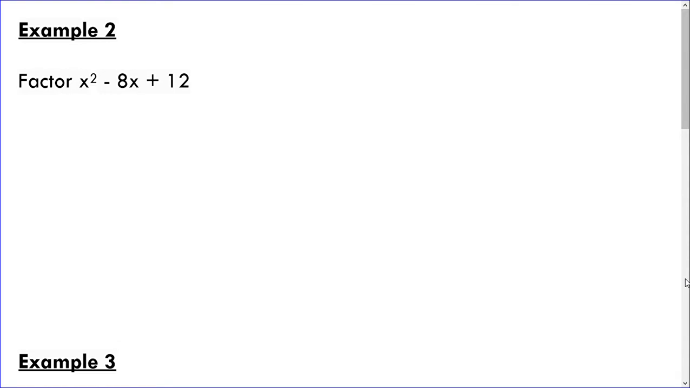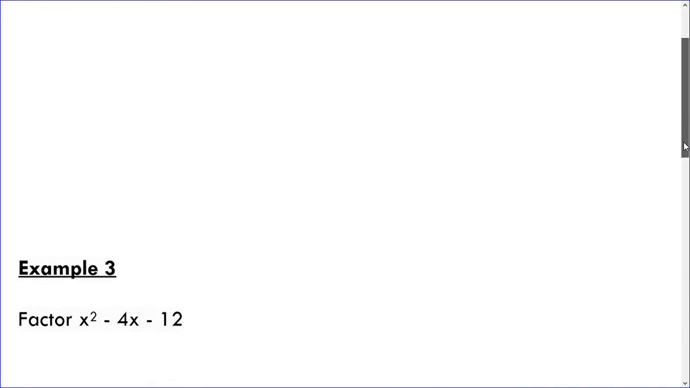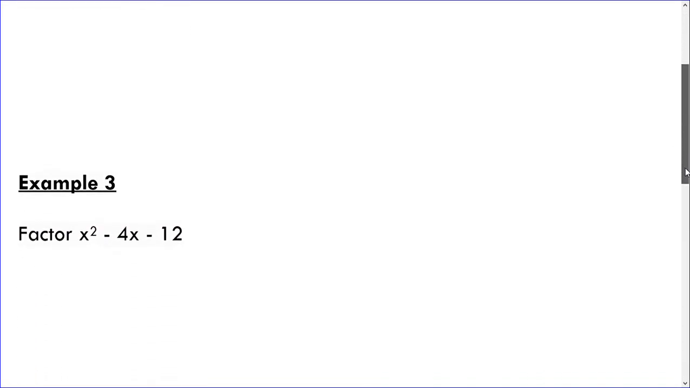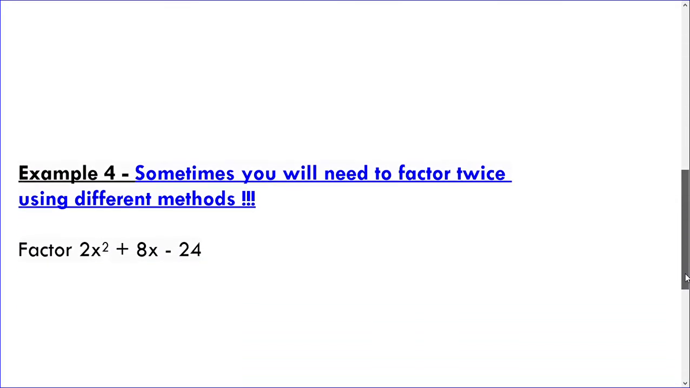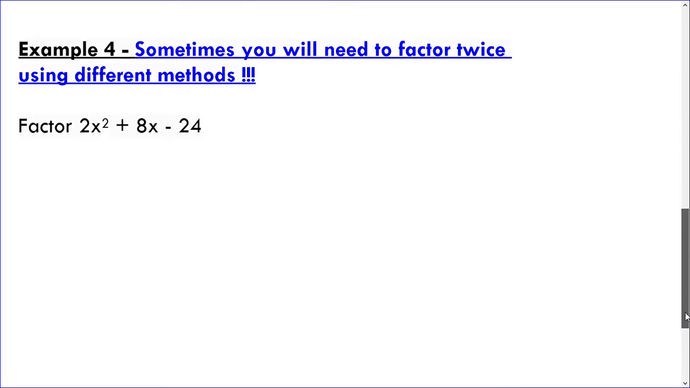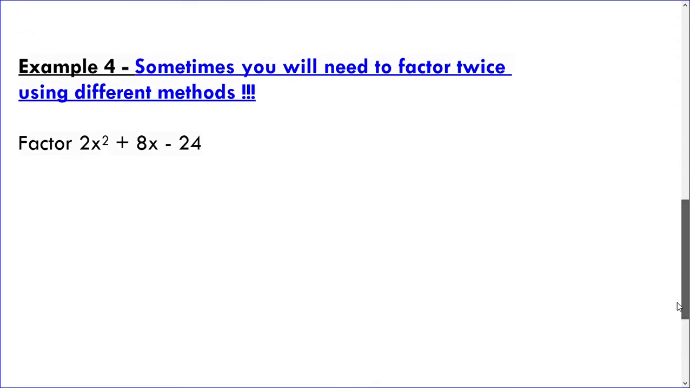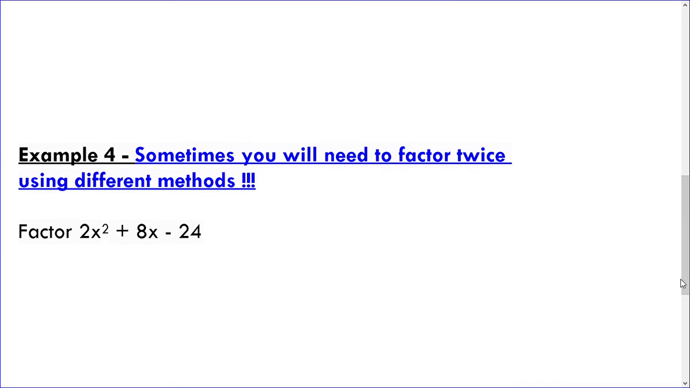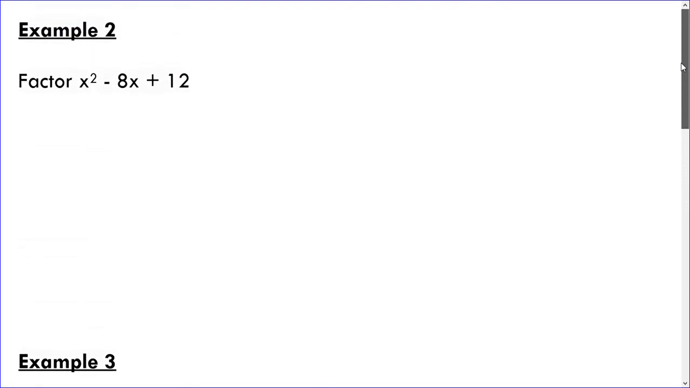So, as a little bit of practice here, I'll get you to factor a couple of problems out. So I have x squared minus 8x plus 12. We have x squared minus 4x minus 12. And then we have 2x squared plus 8x minus 24 to go through. There's a little note for this one saying sometimes you need to factor twice using different methods. So I'll get you to try each one and see how you do, and then come back when you're ready to go through the answer for it.